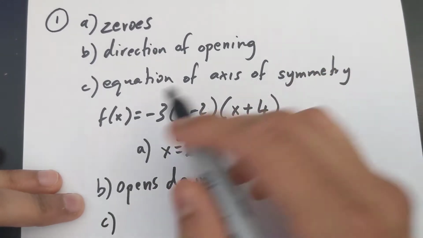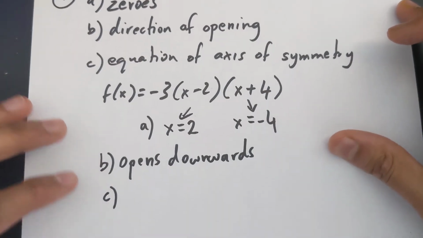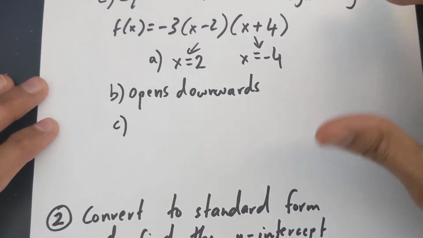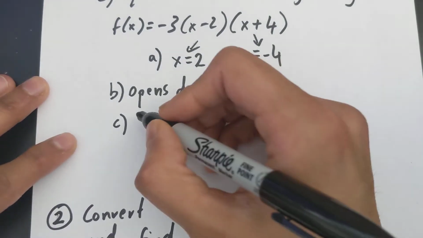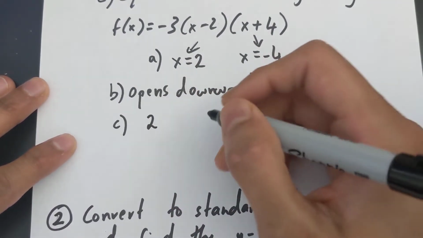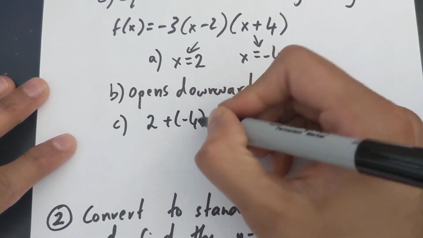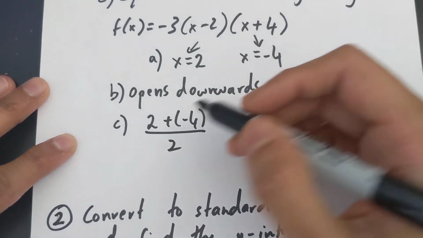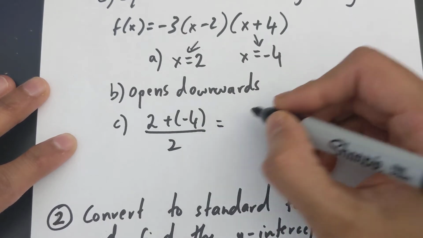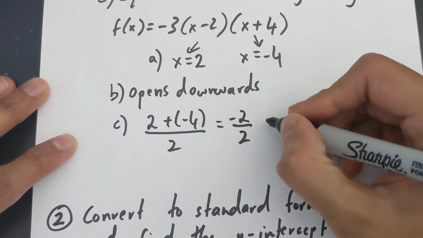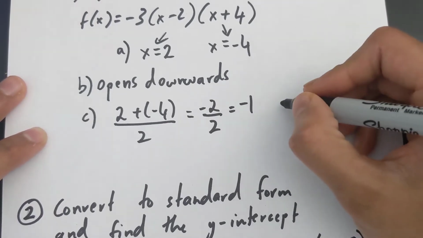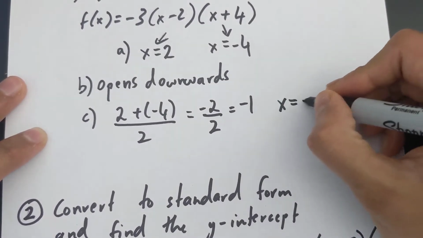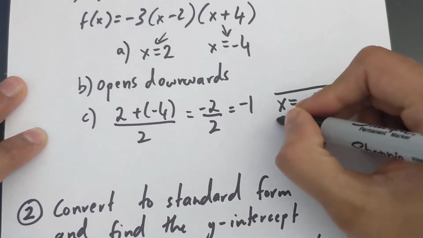And C part, find the equation of axis of symmetry. If I want to find my equation of axis of symmetry, I just have to find the midpoint of my two zeros. So 2 plus negative 4 over 2, that's my midpoint equation, x1 plus x2 over 2. It's negative 2 over 2, which is negative 1. So the equation of my axis of symmetry is x equals negative 1.